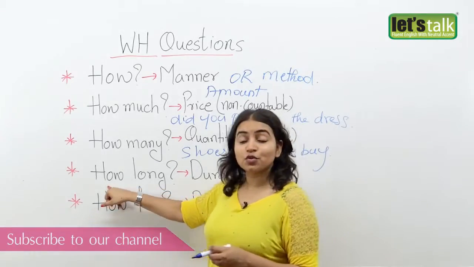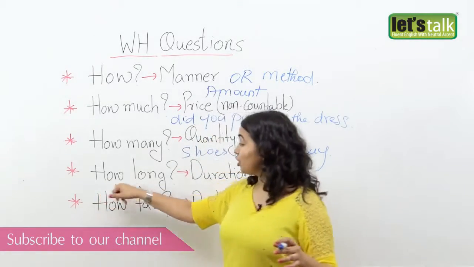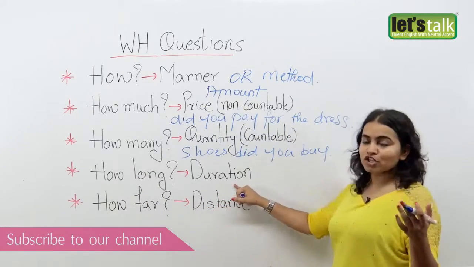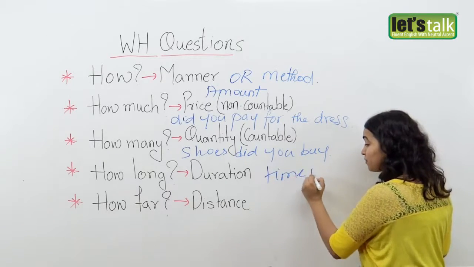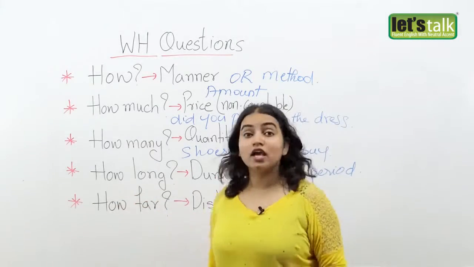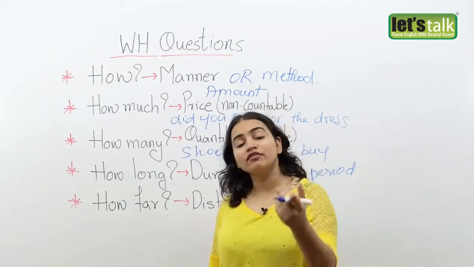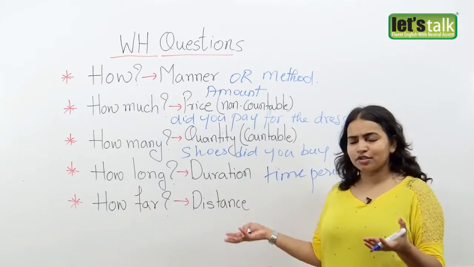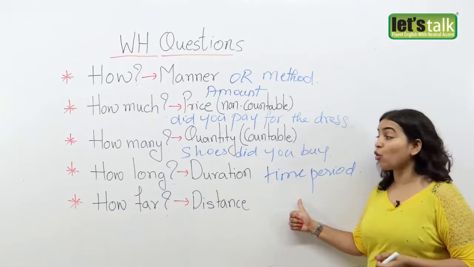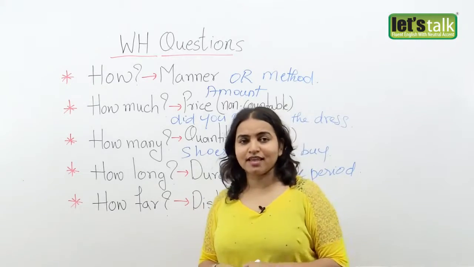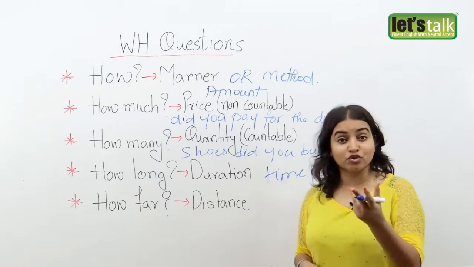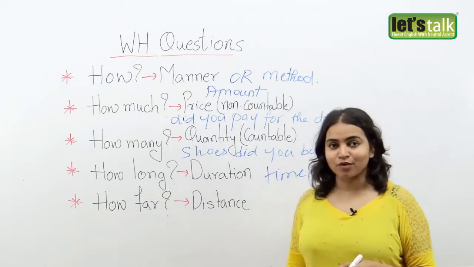Now, you can also use the word how followed by the word long when you are talking about the duration. Or in other words, you are talking about the time period during which something happens. So I could say, how long did it take you to travel from Dubai? So your answer could be, it took me 2 hours or 4 hours. So we are talking about the time period or the duration. Or you could say, how long did it take you to finish this lesson? It could be 2 hours, 3 hours, or maybe 5 hours.